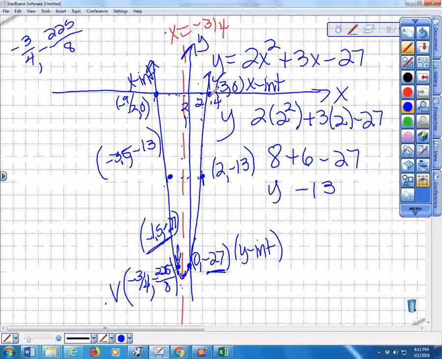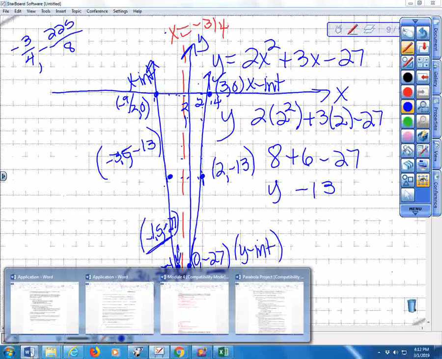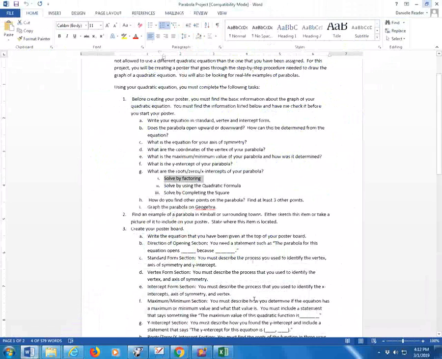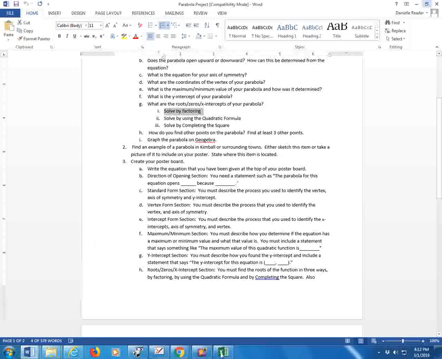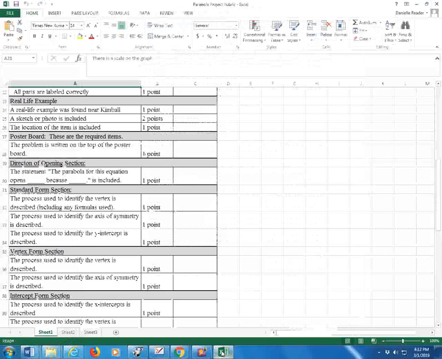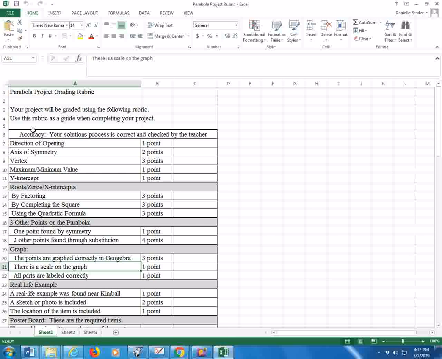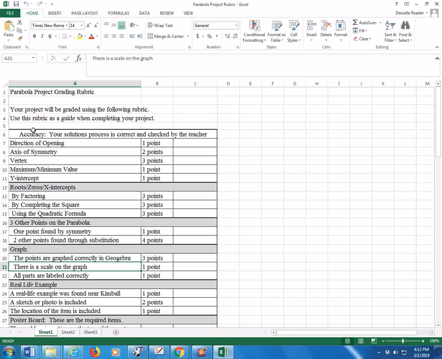All right, so those were all the steps to actually go through before you actually make your poster. So now let's get to making your poster. If I look at the rubric, I need to go to the top of it. Okay, you need to have your direction of opening. Is it up or down?